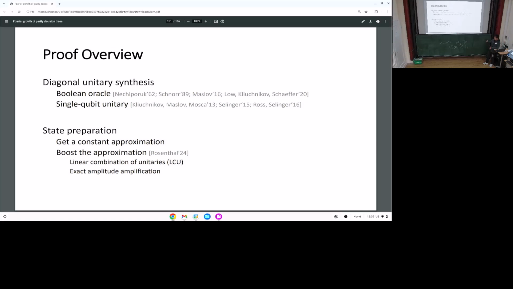Okay, maybe let me just say why it's square root, why you expect this square root thing. So there are 2 proofs. One is for diagonal unitary and one is for state preparation. The full slides are on my homepage, so if you are interested, you can go check it, and we also have the paper. For the diagonal unitary, I will explain why you have the square root theorem. And the state preparation circuit algorithm was developed by Rosenthal, and we just analyze it in our setting with some tweaks.